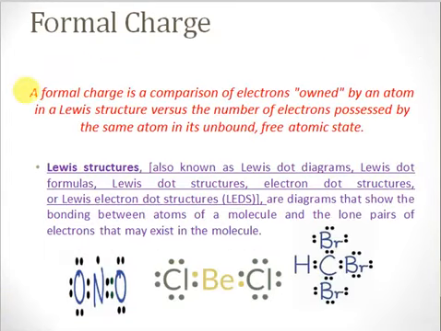So if we have to define a formal charge, what's a formal charge? Formal charge is a comparison of electrons owned by an atom in a Lewis structure versus the number of electrons possessed by the same atom in its free state. For example, suppose we have an oxygen atom. It has some number of electrons in the free state, and then it is in a combined state, in the form of a molecule.